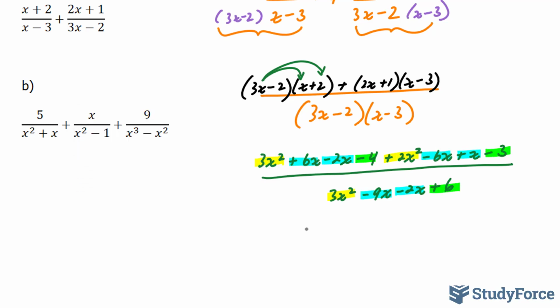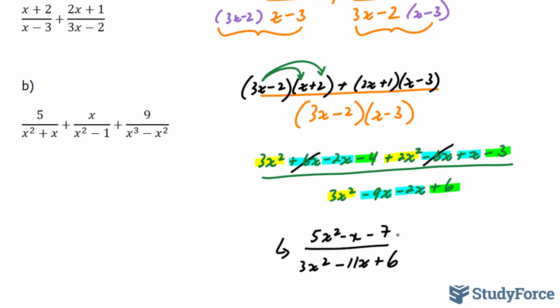Simplifying the yellows, we end up with 5x squared. Simplifying the blues, we end up with these two canceling out. Negative 2x plus x is equal to negative x, minus 7, over 3x squared minus 11x plus 6. This right here, this expression, represents the combined version of these two fractions.